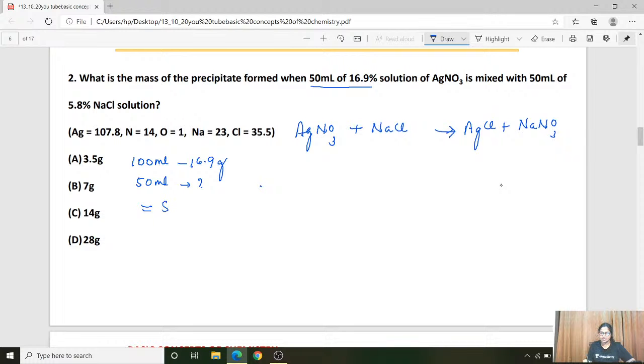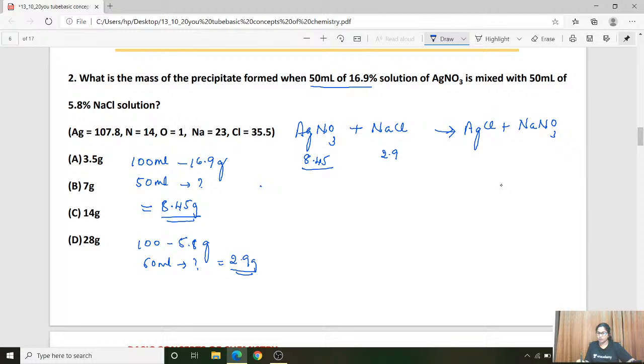That means you should get 8.45 gram. That is mixed with 50 ml of 5.8% NaCl. Once again, in 100 ml it is 5.8 gram. In 50 ml it is half of it. So half of it means 5.8 by 2, isn't it? So you will get 2.9 gram. So here the mass taken is 8.45 gram of silver nitrate, and here the mass taken will be 2.9 gram of NaCl.